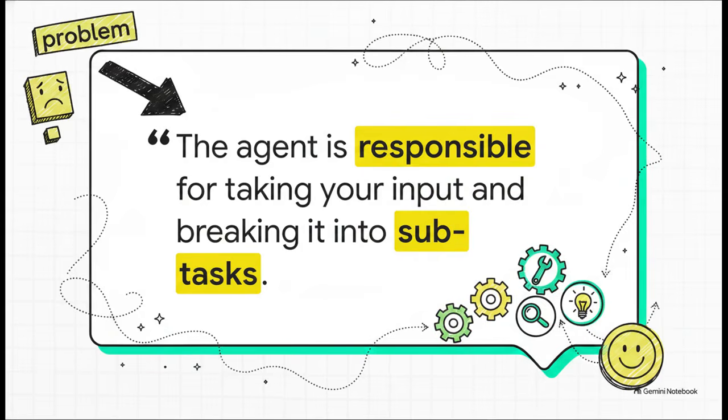I think this quote from the source perfectly hits the nail on the head regarding the magic of modern agentic frameworks. The agent is responsible for taking your input, breaking it into subtasks, using available tools, and compiling the final answer when it is satisfied. You know, you are no longer writing rigid, clunky if-then logic. You just provide the problem, and the framework takes complete responsibility for the complex execution.